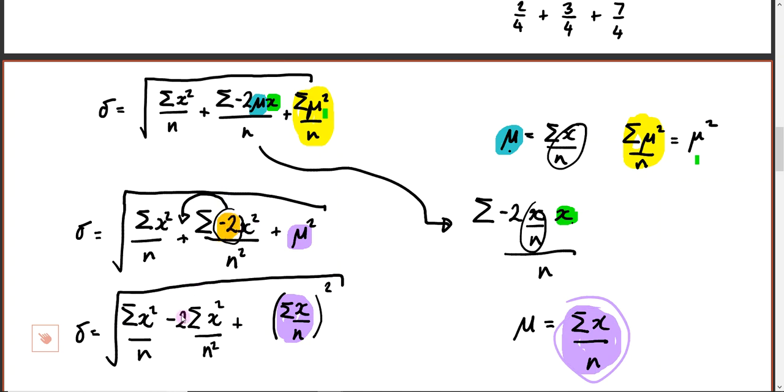Okay? So the -2, because if I add up 2 lots of x squareds, it's the same thing as adding up all the x squareds and having 2 lots of them. So I can put the -2 outside. There's a reason for that. Okay?